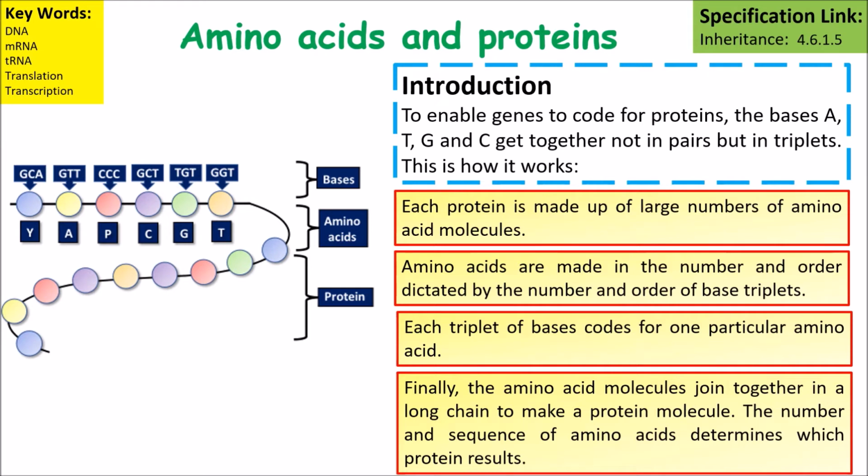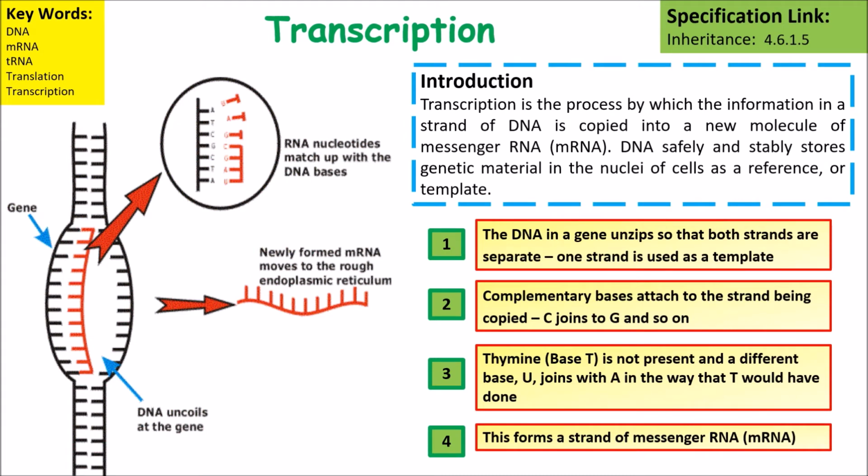So finally, the amino acid molecules join together in a long chain sequence to make up a protein molecule. The amino acids come in the same sequence as is dictated by those triple sequences of nucleotides on the DNA. So the first stage then in producing new proteins is transcription.